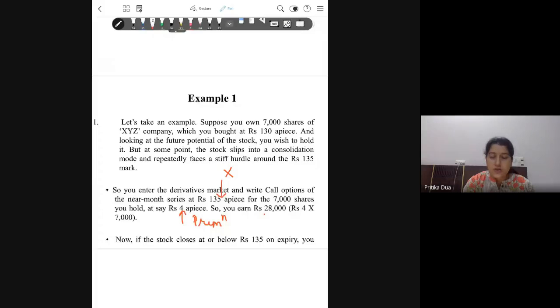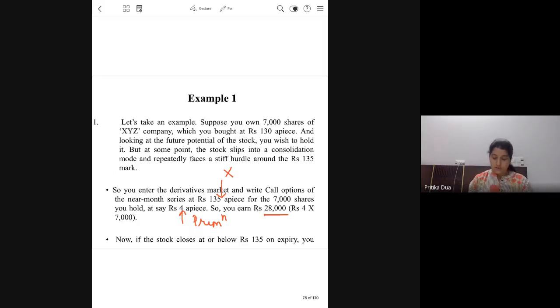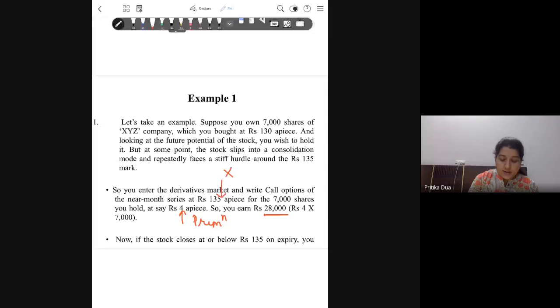Say for example the share closes at rupees 135 on the expiry date, then what will be the scenario? You purchased this share, I think the slide is not fully visible, for 130. You are able to sell it for 135. So there is a profit. I'll just write it here. So say the spot rate in the market on expiry is 135. Your exercise price was also 135. So your call option contract won't be exercised by the buyer. Or even if we assume that it is exercised, you are not making any loss on the contract.